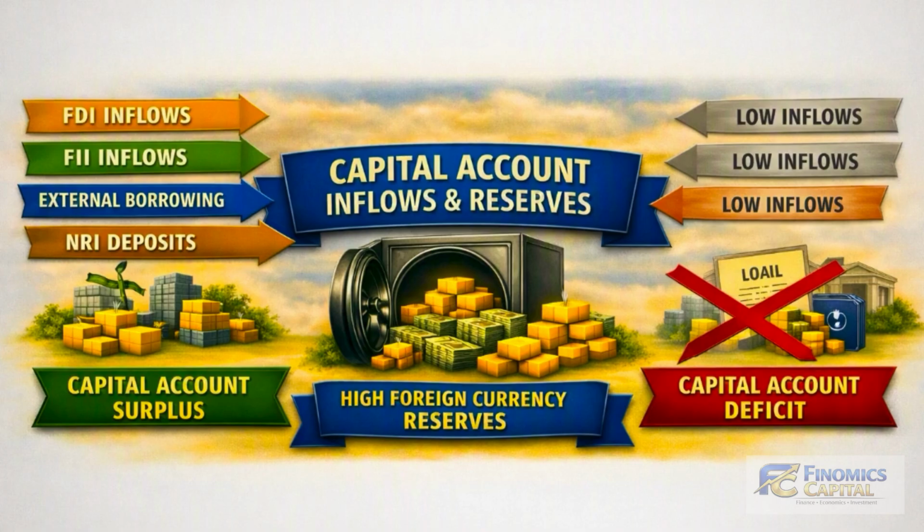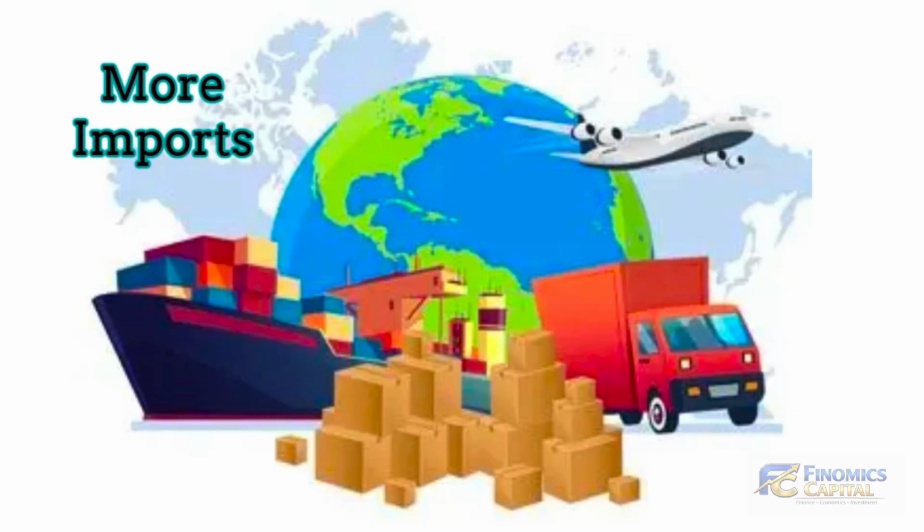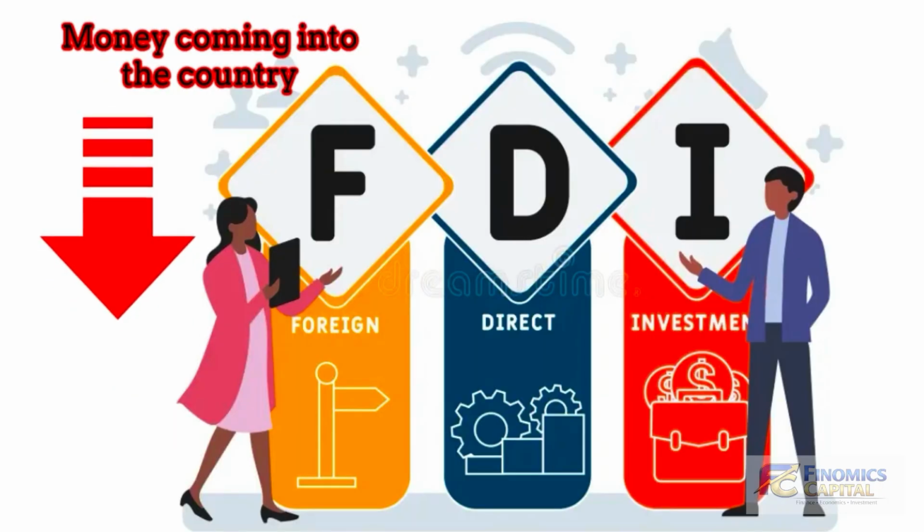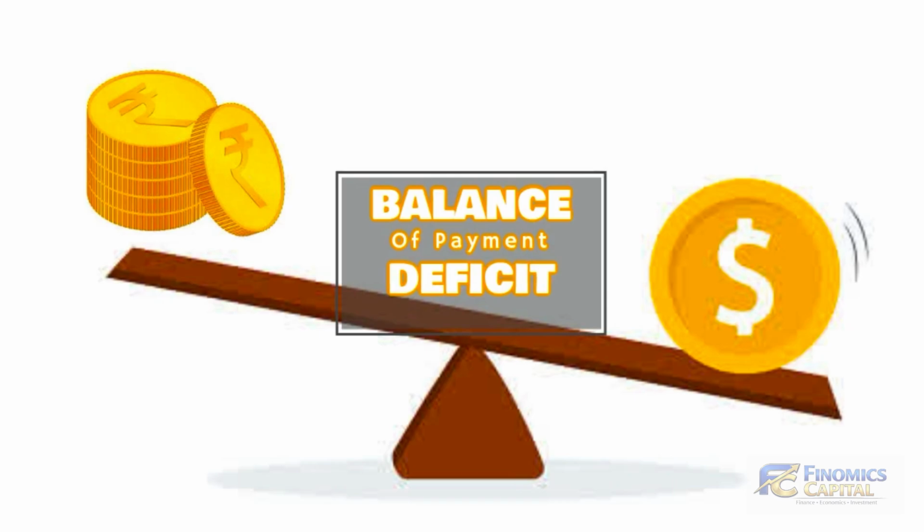If more money is coming into the country through FDI, FII, external borrowing, and NRI deposits, then the capital account will be in surplus and foreign currency reserves will be high. But if less money is coming in, then the capital account will be in deficit and foreign currency reserves will also be low. Having high imports and less money coming into the country creates a balance of payment deficit.